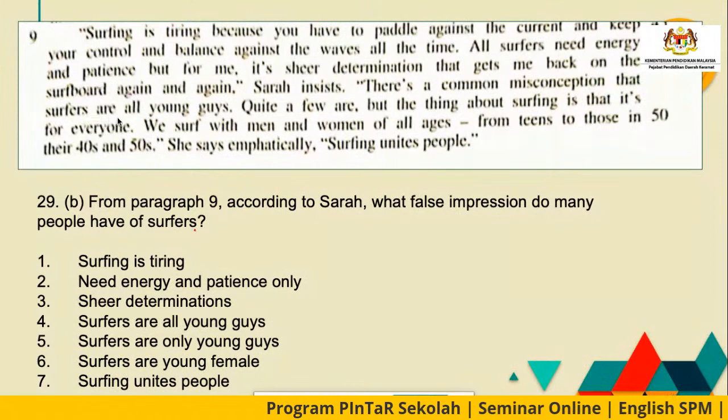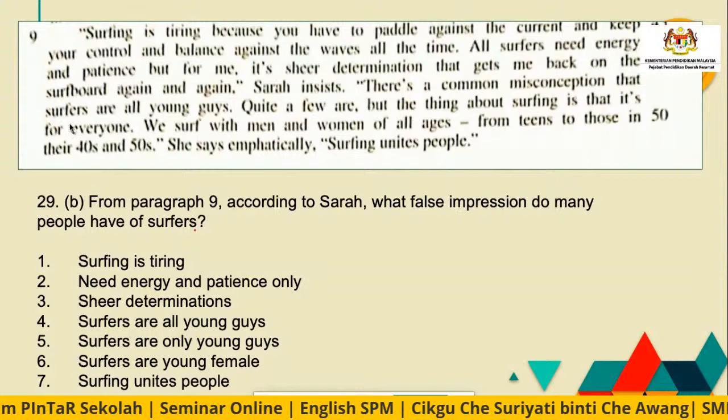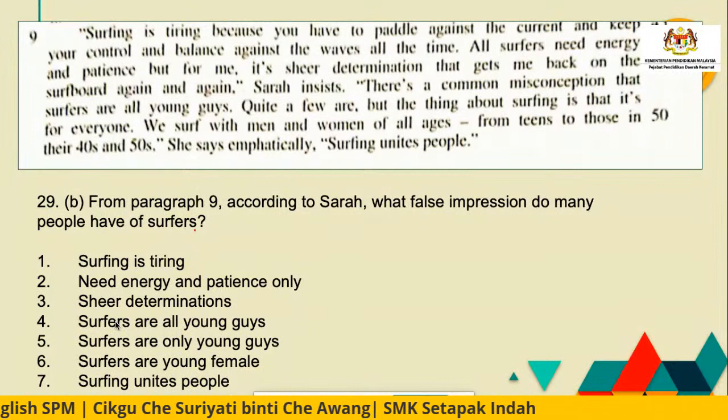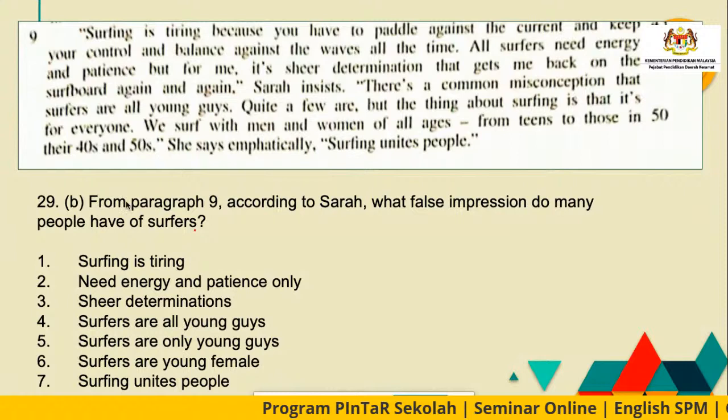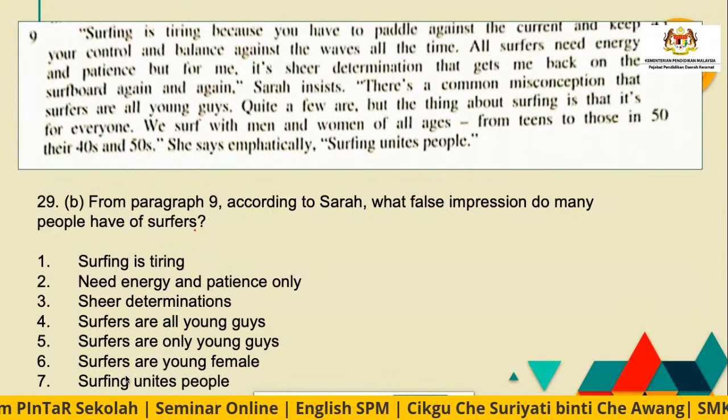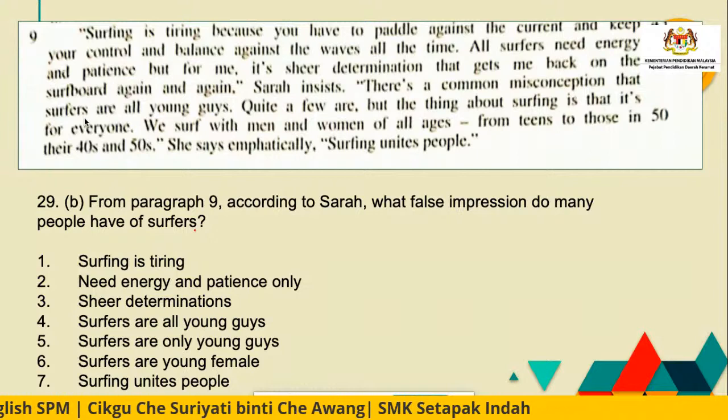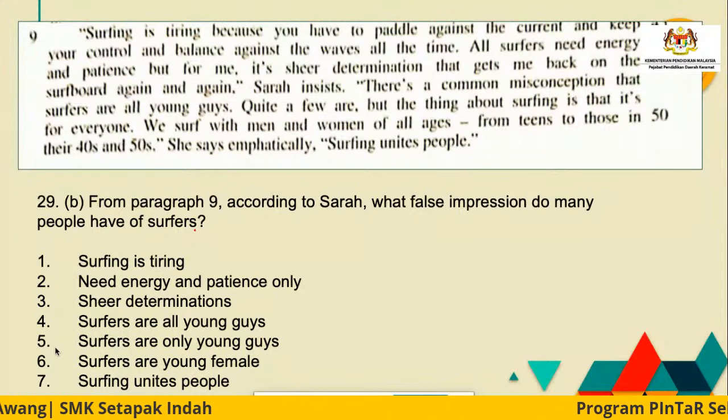So this is the answer. Number 1 is wrong, number 2 is wrong, number 3 is wrong. Number 4, is this the same idea as this one? Yes. What about number 5? Yes. Number 6, are we talking about female? No. Young guys, male, right? So number 6 is wrong. And number 7, we are not talking about uniting people. We are talking about the false conception of the surfers. So that's why the answers accepted are number 4 and number 5.